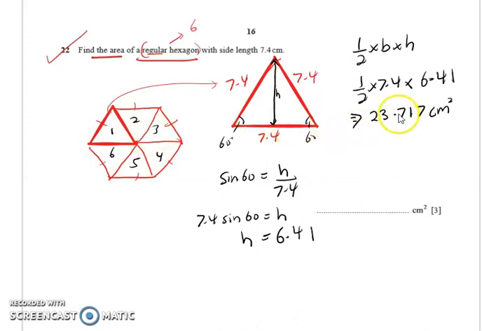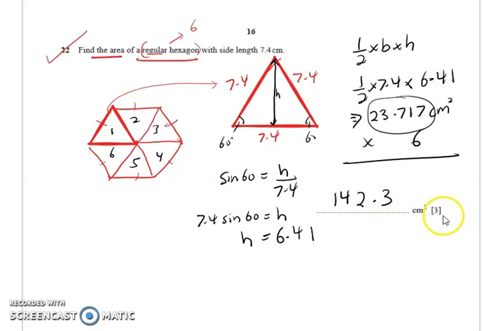And not forgetting, we have 6 equal triangles, so we just multiply this value with 6. Okay, multiply this one with 6, and we are getting 142.3. So this is the answer. Okay, this is the marks for the question. Here is given 3 marks.